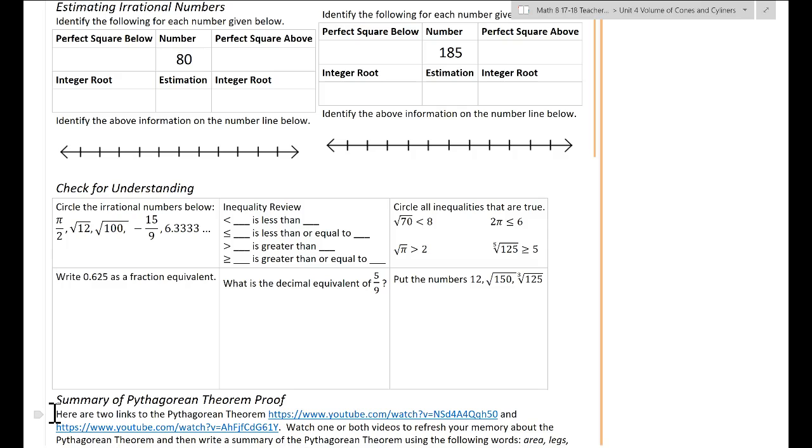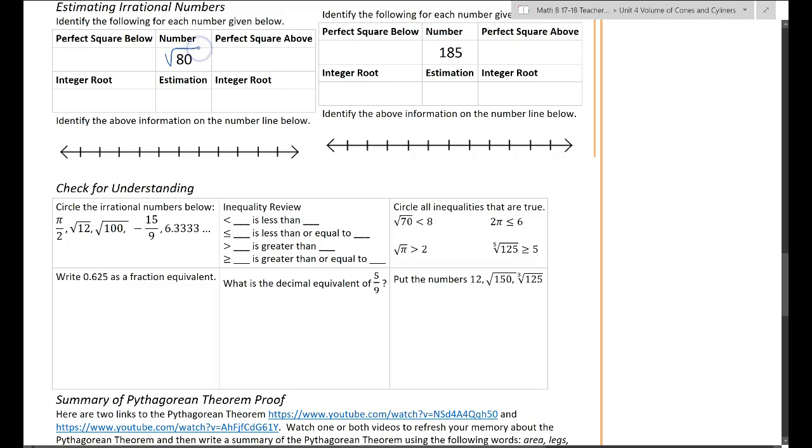All right, now looking here. I need to estimate the square root of 80. What two perfect squares is it between? Well, I go back up to my chart and I find out that it is between the square root of 64 and the square root of 81. Now 64 is 8, 81 is 9. I wanted to find 80. 80 looks like it's closest to 81, because it's way closer to 81 than it is to 64.